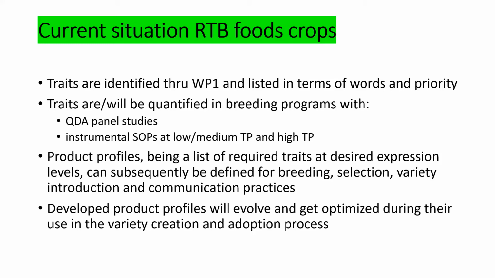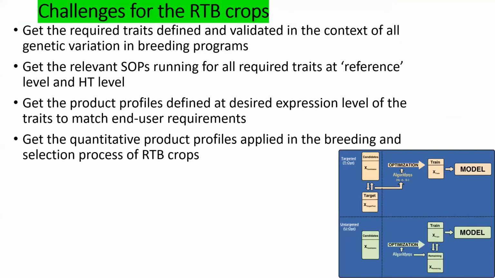And what you also need to realize is that product profiles and preferences evolve also in time. The preference of today may be totally different a couple of years from now. The traits that are important today may disappear in 2-3 years from now, and new traits will pop up. You should realize that. So you have to refresh product profiles regularly. So if you look at our profiles, then you could also have a look at the challenges for the RTB crops.